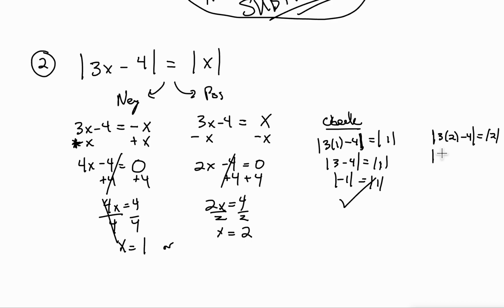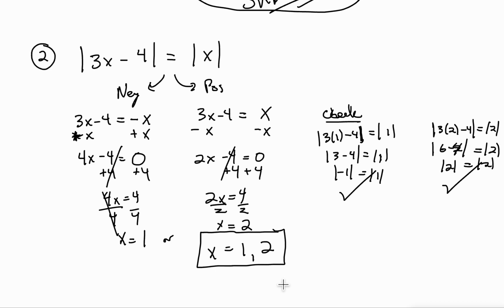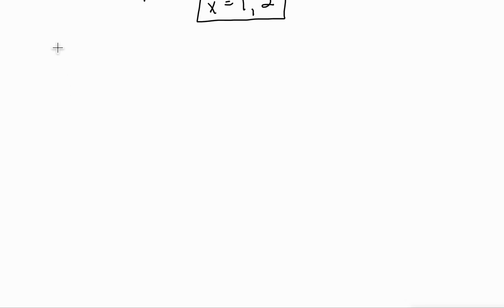Now the other one, the x plus 2 side, is 6 minus 4. The absolute value of that is the absolute value of 2. Does that equal the absolute value of 2? And 2 does equal 2. So that also works. So we can write our solutions down: x equals 1, 2. And we write them in order from least to greatest. That's the normal way of writing them. All right, so now let's do another example. Example number 3.